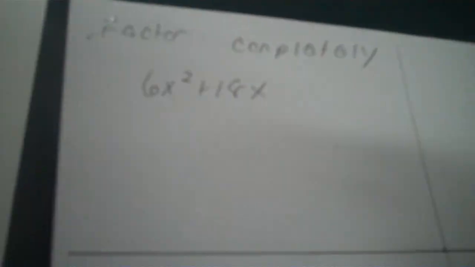It's very similar to taking a 20, okay? Don't write this down, but it's a very similar concept to taking a 20 and rewriting it as 4 times 5, okay? But this is obviously more complicated than just a 20. So factor completely, we have 6x to the second power plus 18x.